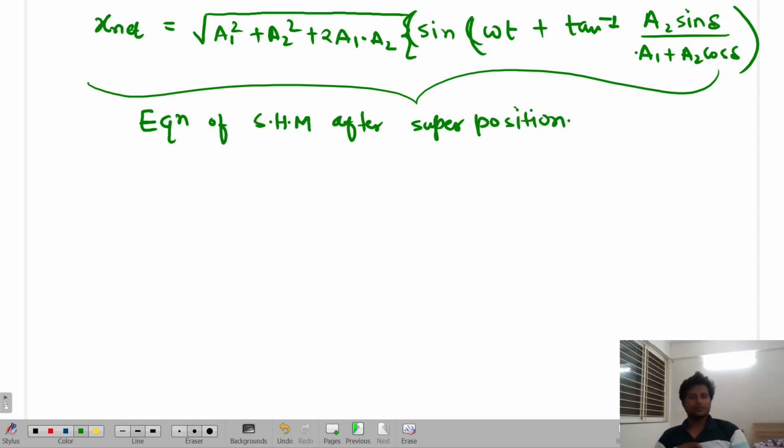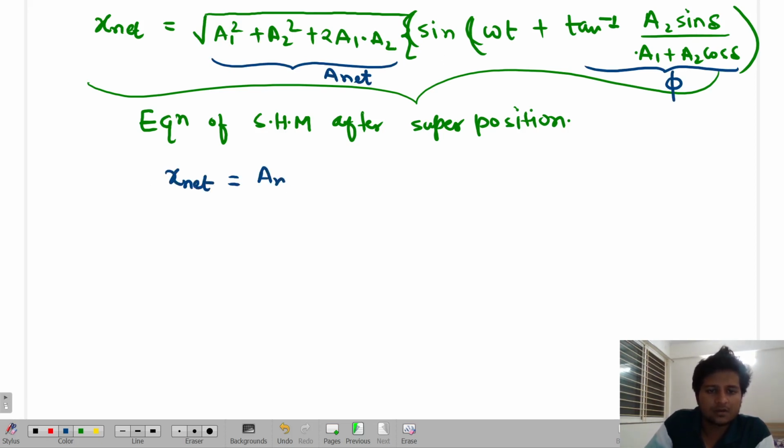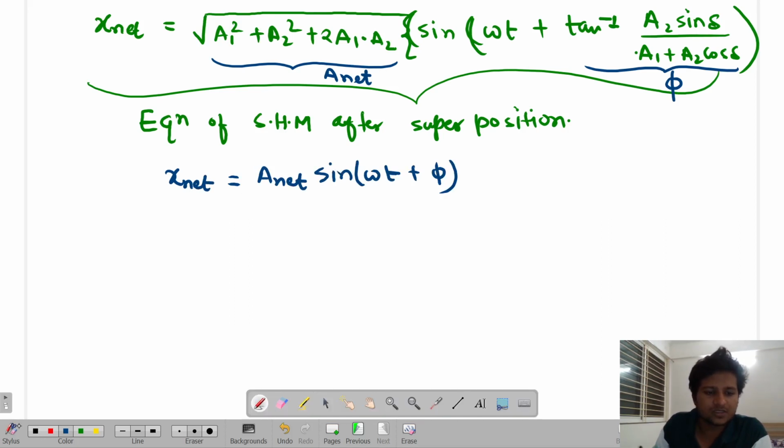Superposition. Are you able to get me or not? So basically you can see that what is the meaning of that? You can see that this is nothing but A net, and this is nothing but the final phase difference. So x net is also equal to A net into sine omega t plus the final phase difference.